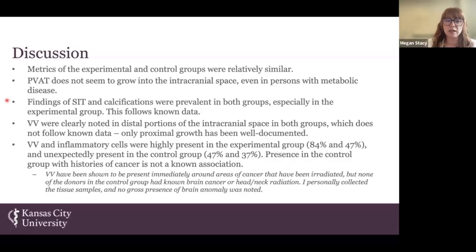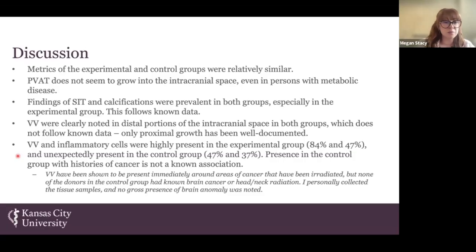We found subintimal thickening and calcifications in both groups, definitely more so in the experimental group. This follows known data and was expected. Vasovassorum were clearly noted in distal portions of the intracranial space in both groups. This does not follow known data whether or not they had metabolic disease. Only proximal growth has been well documented, so that was an interesting finding. And then vasovassorum and inflammatory cells were highly present in the experimental group and unexpectedly present in the control group as well.